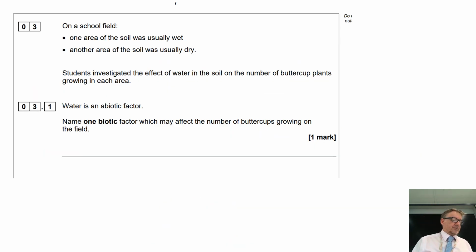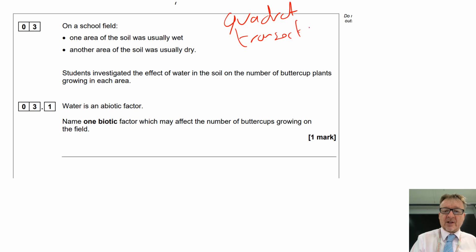Question number three. Okay. On a school field. You know what I'm thinking already? I'm thinking quadrats and I'm thinking transects. Okay, immediately. One area of the soil is usually wet. Well, we never talked about that in lessons before, right? So usually wet, and another area of the soil is usually dry, right? So what they're doing is they're just trying to chuck something else in here. That just kind of makes you think a little bit more.